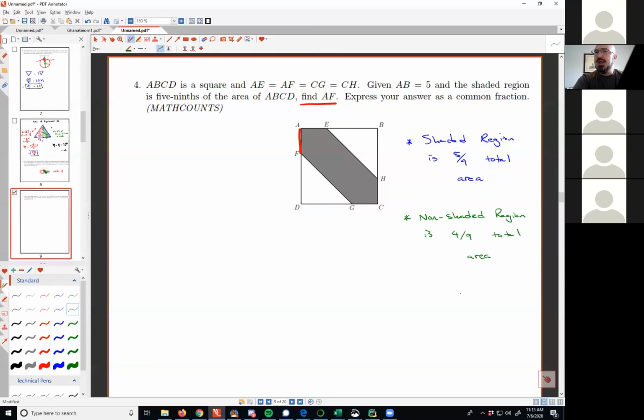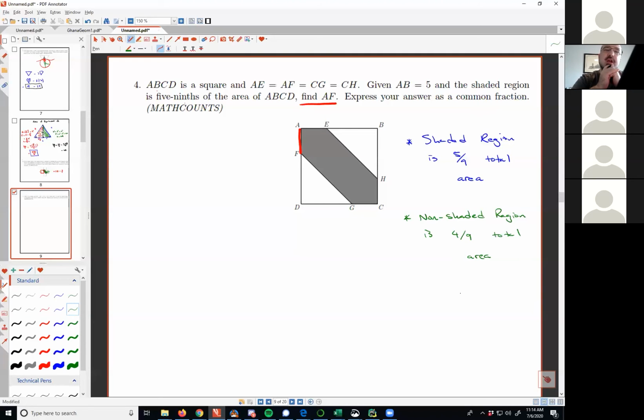Now, whenever we have two things that fit together, if we know one, we know the other. If we know one, we know the whole. The shaded region is 5/9 of the area. The non-shaded region is 4/9 of the area. And so we have the opportunity to focus on either one.